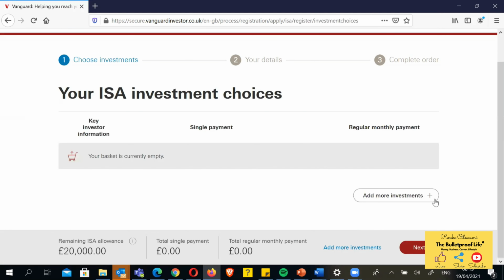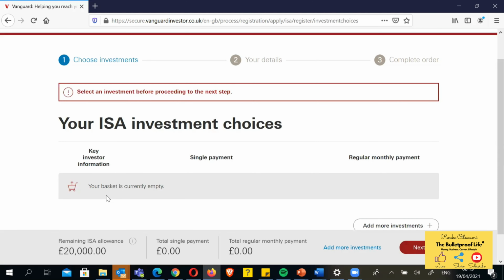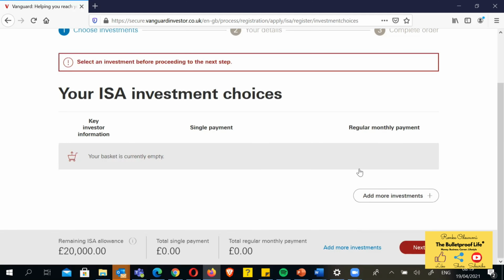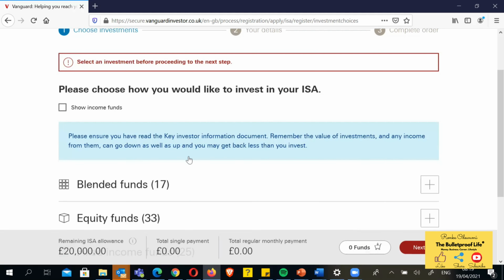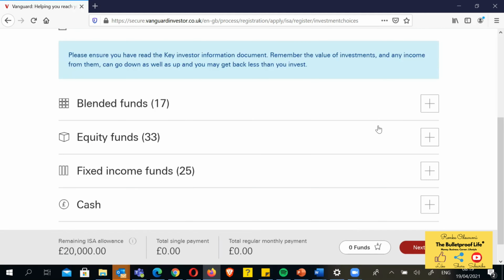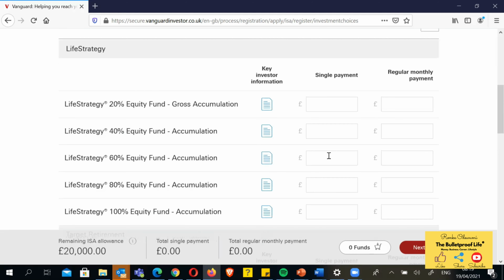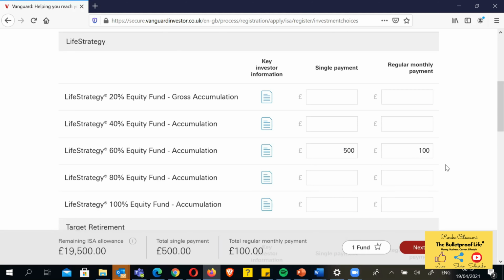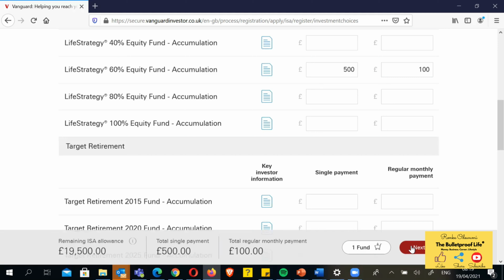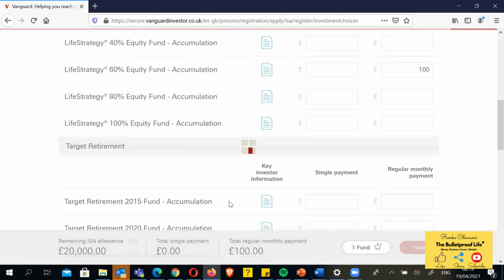So I'm trying to open one. They want you to pick an investment, which is an interesting way to start. They want you to choose your investment before you even open your account. So let's say we pick a LifeStrategy 60% investment. It's a £500 single payment and then a regular payment of £100. And then I use that to open my account.